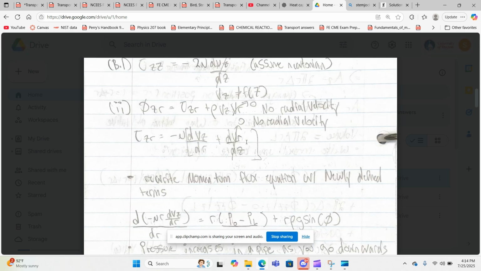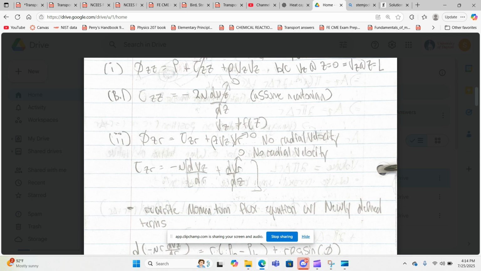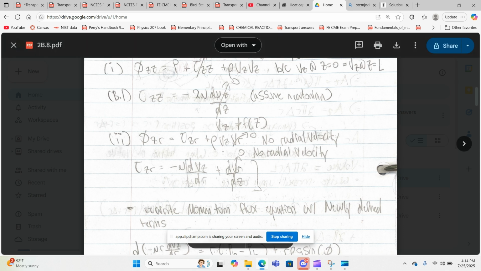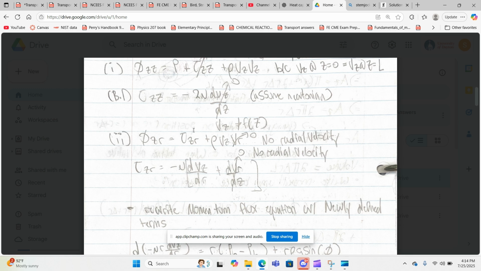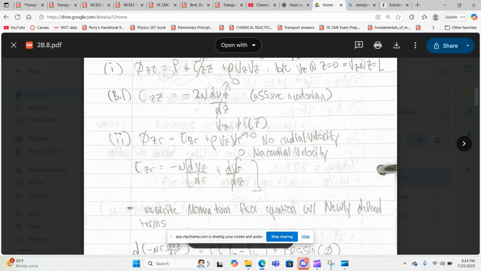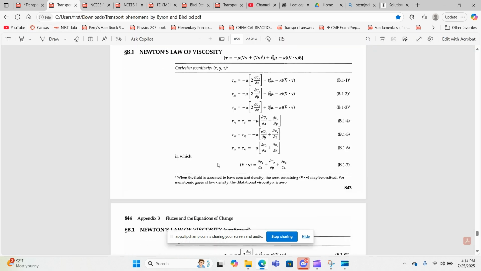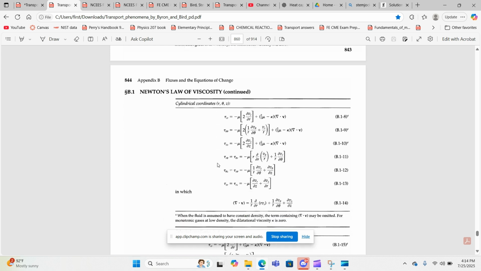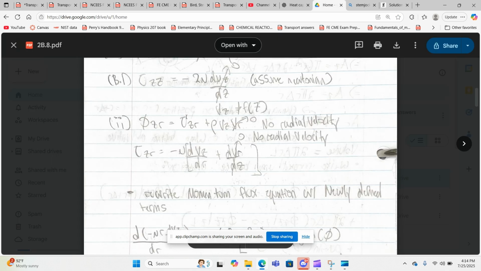So that's where we get that tau ZR, and then this term cancels because there's no velocity in the radial direction. If you go to table B1 to find tau ZR, tau ZR equals negative mu (dVr/dz plus dVz/dr), and there's no velocity in the radial direction, so that term cancels. So tau ZR or RZ is just going to be negative mu dVz/dr, and that's the conclusion I come to there.